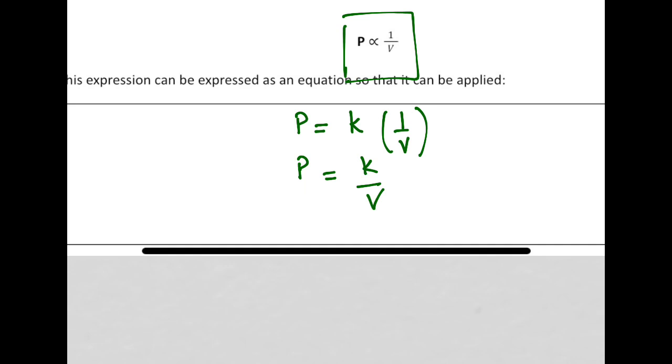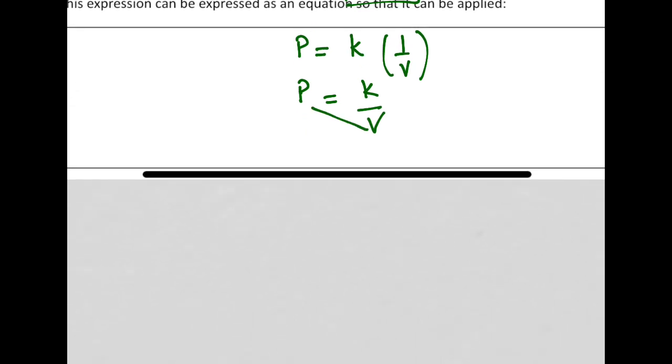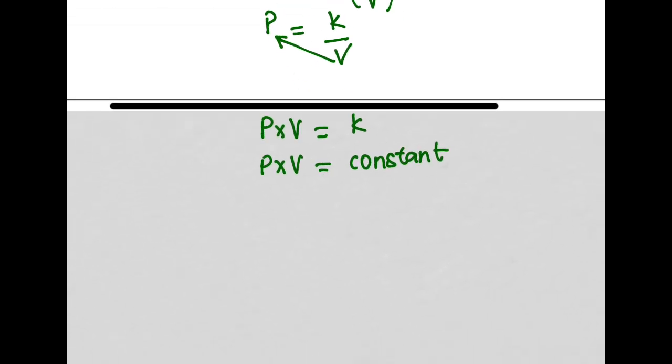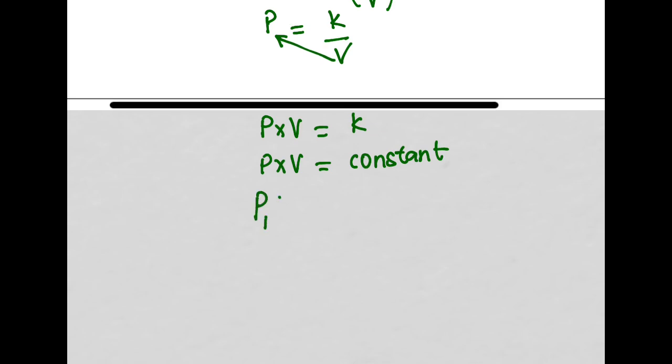Right? Now from this, you can see that if I send the V on the other side, P times V is equal to K, or P times V is a constant. Which means that if we have two different containers of the same gas at the same temperature, the pressure and the volume in the first container should be equal to the pressure times the volume of the second container. So PV is constant for any gas at a fixed temperature and a fixed number of moles of the gas.